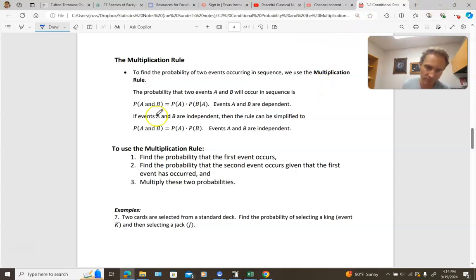So anyway, if you look here, it says to use it, you're going to find the probability that the first event occurs. Then you're going to find the probability that the second event occurs given that the first one has occurred. So here's that conditional probability. And then you're going to multiply these 2 probabilities. Now remember, if these 2 events are not dependent, then this second probability is just going to be the probability of that second event. It's not going to be a conditional probability. All right, so let's look at some examples then.